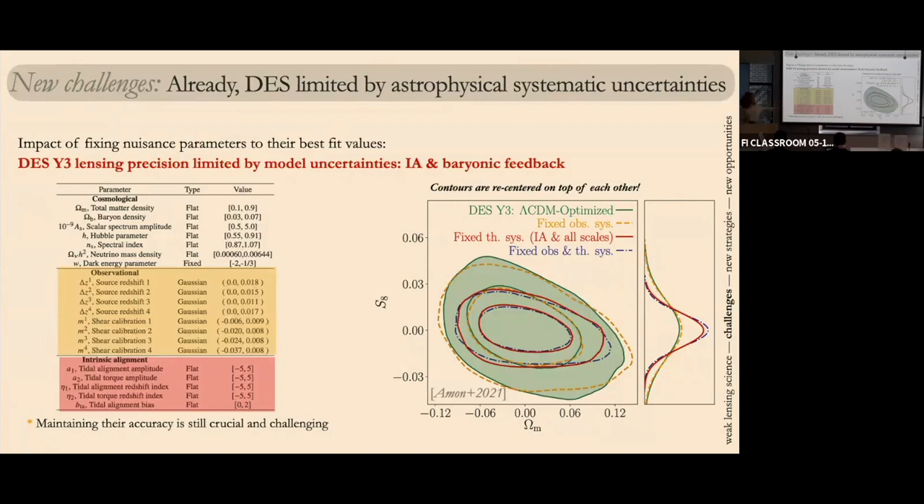Now, if you play the game on the modeling side, you pretend you perfectly know how to model intrinsic alignments, and you can use all the scales in your analysis. You can double your constraining power, at least. And so really, we are limited right now with DES, which is such a wide area survey and a shallow survey, we're limited by how well we can understand astrophysics.